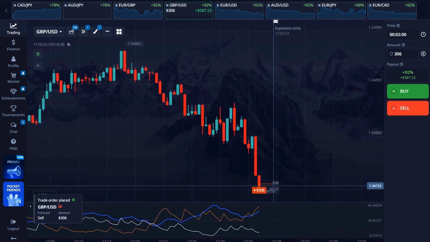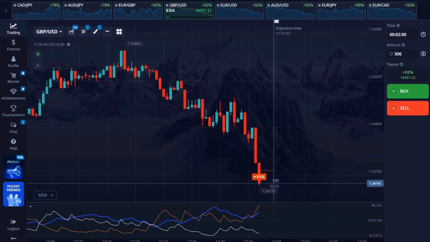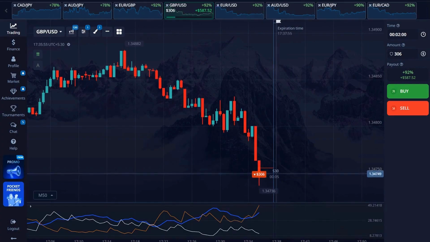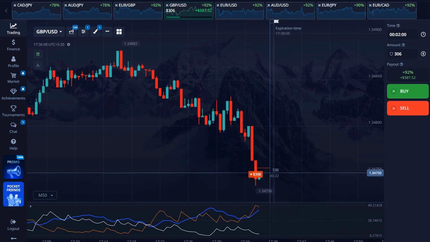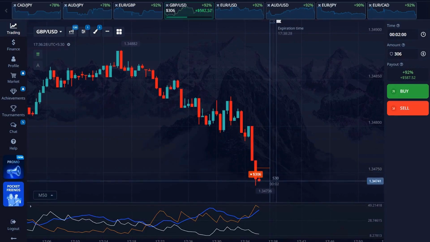Here's another clean sell setup example. You can clearly see that the blue ADX line is well above the 25 level, which means the market has strong trend strength. The red minus DI line is above the white plus DI line, confirming that sellers are controlling the market. A strong bearish candle has just broken below the previous low, showing continuation in the downtrend. So based on this confirmation, I placed a 2-minute sell trade right after the candle closed. Everything looked perfect, ADX strength, clear direction, and a clean breakout.